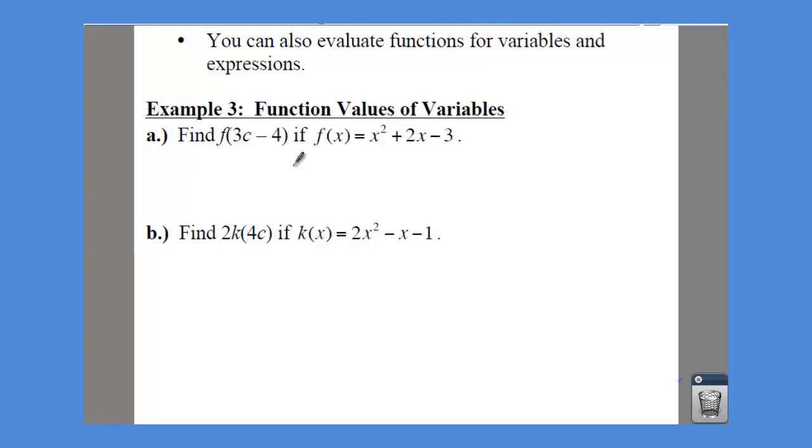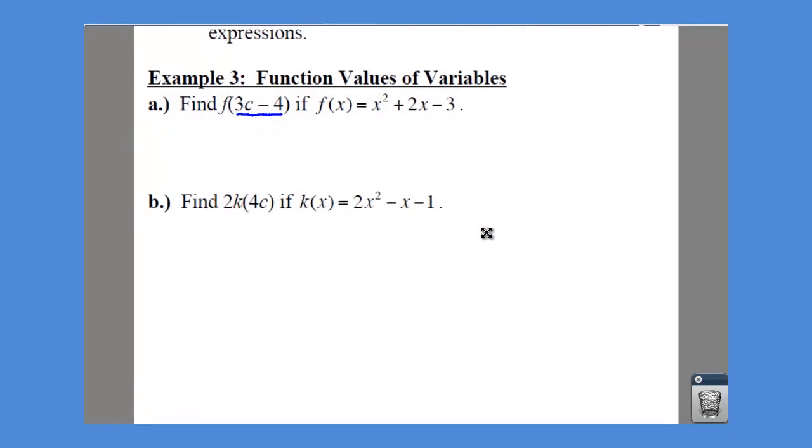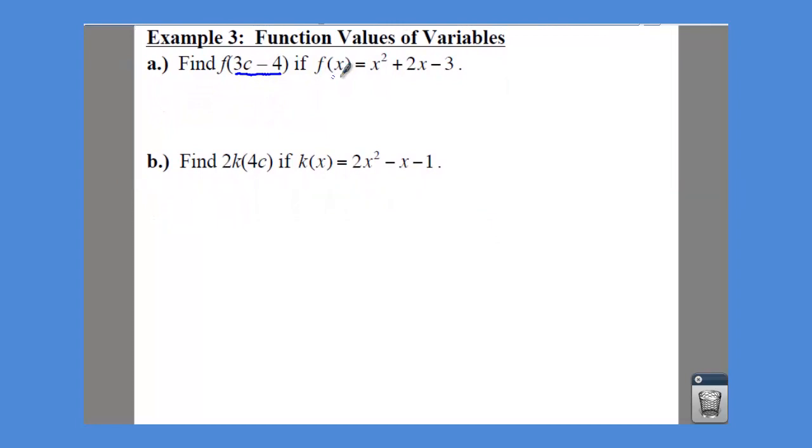Just like we did in example two, we can also evaluate functions for numbers and variables and expressions. So if we look at example three, we're not just plugging in a 3 or a negative 4, we're going to actually plug in a 3c minus 4. So it's done similarly. And what you're going to have to do is you just plug in your 3c minus 4 everywhere there's an x. So we say f of 3c minus 4.